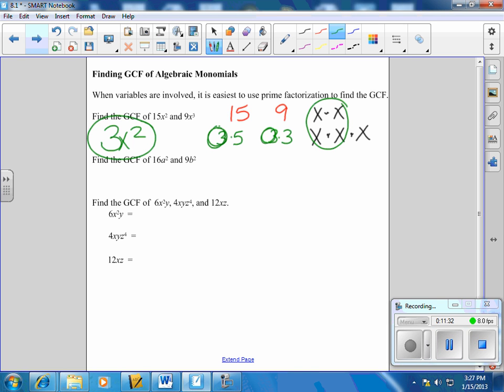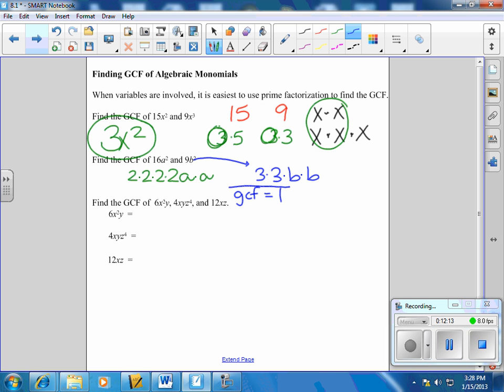So now let's look at the next one. The GCF of 16a squared and 9b squared. So 16a squared can be broken down into 2 times 2 times 2 times 2 times a times a. 9b squared can be broken down into 3 times 3 times b times b. So if we just look at their numbers, they have no numbers in common. That's all right. Now if we look at our letters, they have no letters in common either. So in this case, the greatest common factor is 1.